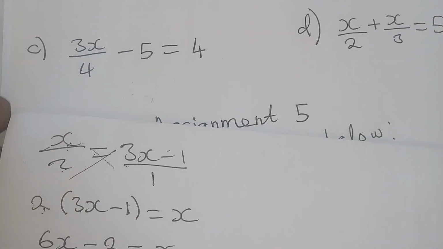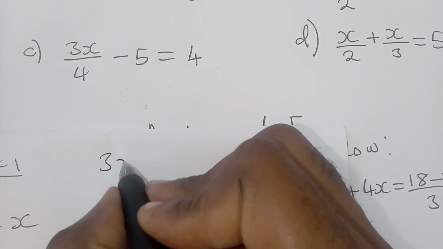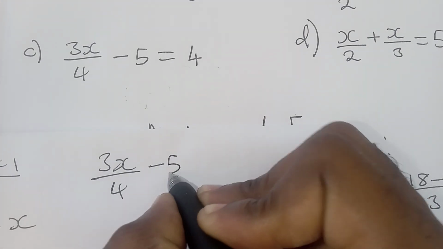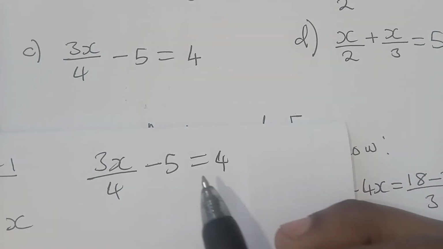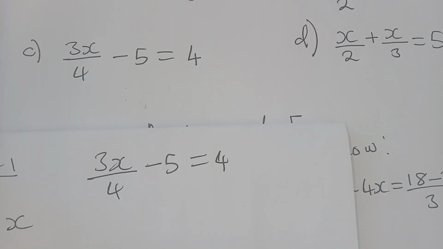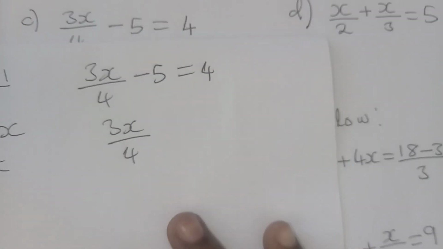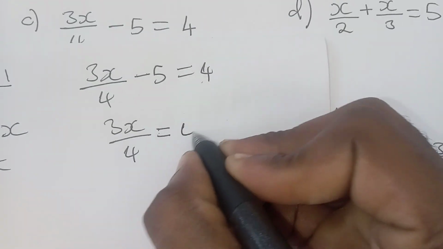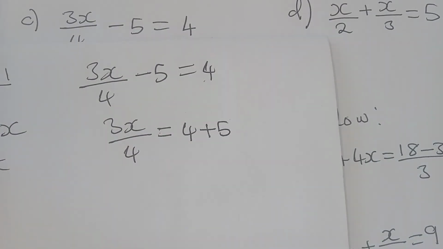And then part C, on part C, we have 3x over 4 minus 5 is equal to 4. So in a case like this, you can't cross multiply. You have to collect the like terms first, or the fractions. You put the fractions on one side, and then the whole numbers, you take them to the other side. So you have 3x over 4, and then you equate this to 4, and then you take the negative 5 to the other side. This will be positive 5.